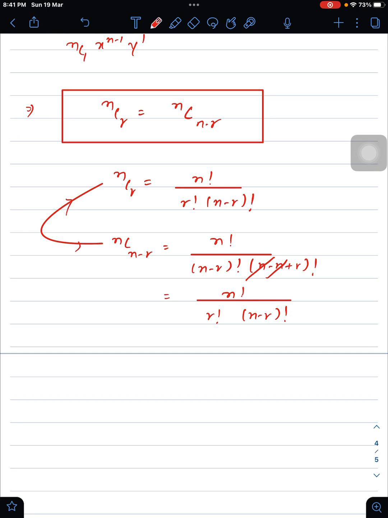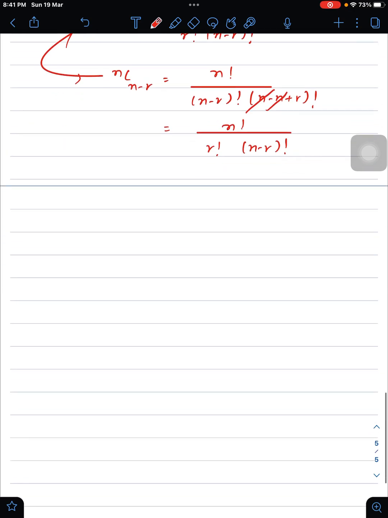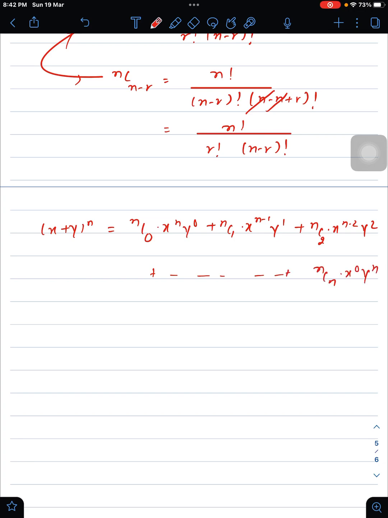Now a very important question must be striking in your mind. What is the question? Sir, why have you written this? Is there any specific reason? Okay, so let me tell you the reason. When I wrote the expansion of (x plus y) to the power n, what did I write, beta? nC0 x to the power n y to the power 0, nC1 x to the power n minus 1 y to the power 1, nC2 x to the power n minus 2 y to the power 2, and at last what did I write? nCn x to the power 0 y to the power n.